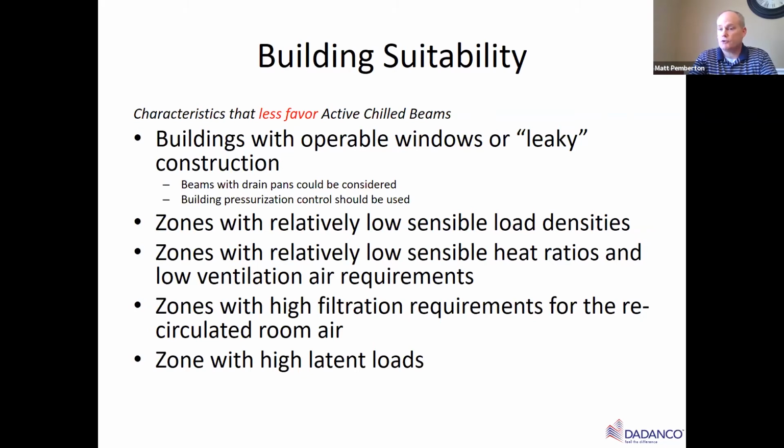They become expensive diffusers. So we would say choose a different system if you have high air filtration rates or high latent loads. In areas with high latent loads, you typically won't see chill beams, because you're going to send so much air to the zone to take care of your dehumidification requirements that you'll take care of all the sensible load at the same time, and the valve at the beam will never open. So again, another expensive diffuser situation, which we help you avoid. So those are the things that are less favorable.